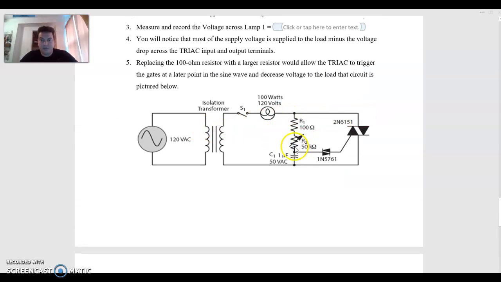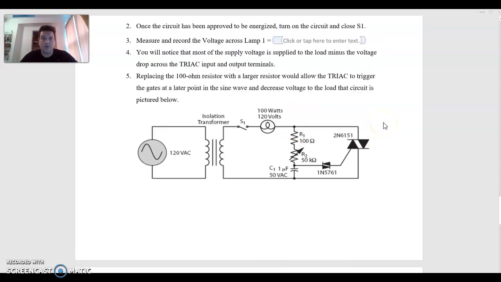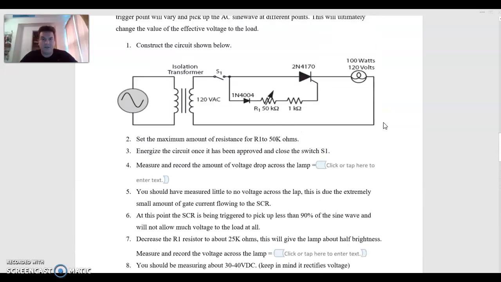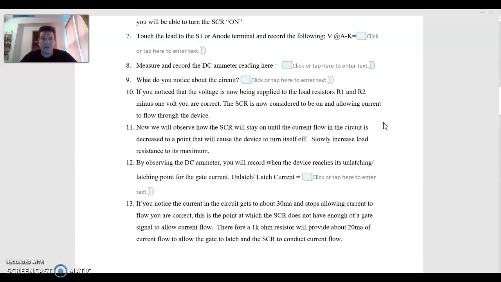In this circuit, the TRIAC is connected. We have a second one in series with that gate, which allows the terminal to trigger it on and off, giving a higher value of voltage to the load. Okay, and first for this lab, we're going to look at SCRs.